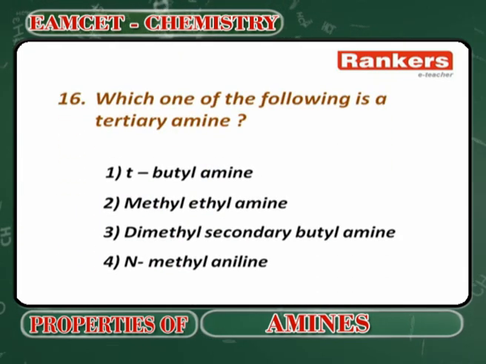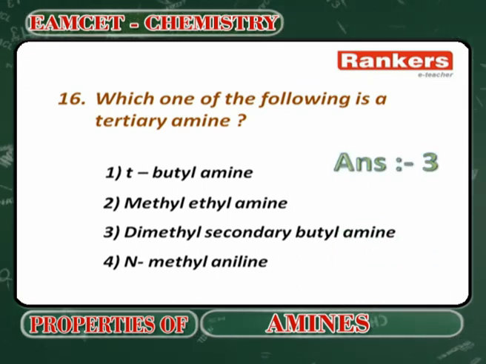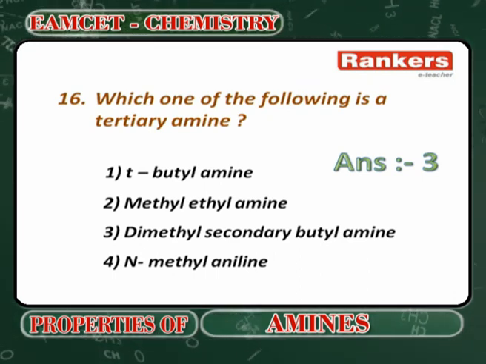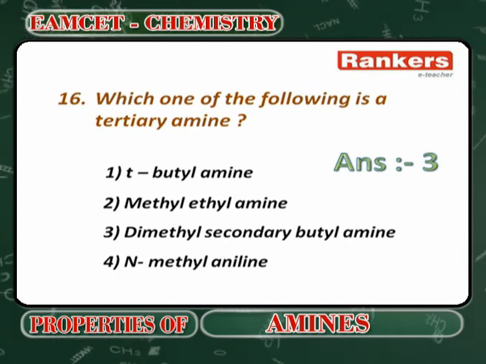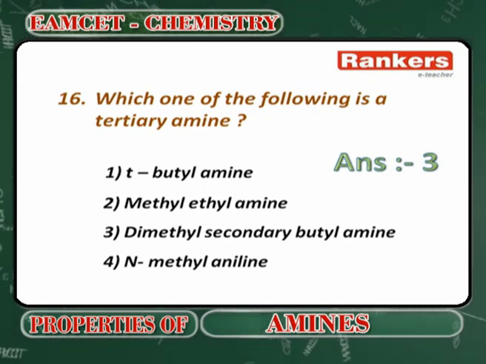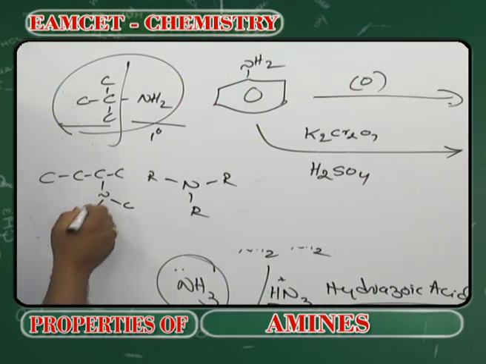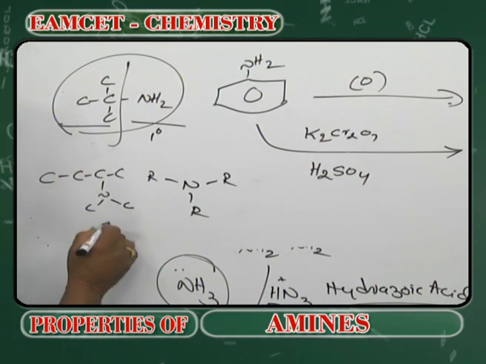Next. Which one of the following is a tertiary amine? Tertiary amine means N should contain 3 R's. The first one is tertiary butyl amine. In the name it is tertiary butyl amine, a radicofunctional name, but it is a 1 degree amine. The third one you see is dimethyl secondary butyl amine. This is secondary butyl amine, with 2 methyls. N is having 3 R's, therefore it is a 3 degree amine.